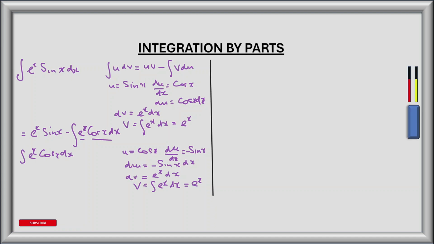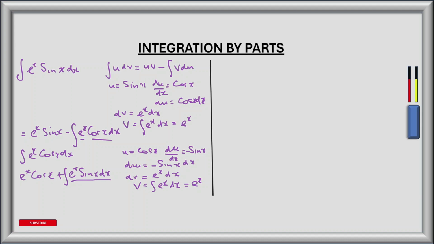So if we now put this all together, u times v is e to the power of x times cos x, minus the integral of v du. So v is e to the x, du is minus sine x dx. That's minus minus, so we'll make this a plus, e to the x sine x dx. So now this integral looks very much like the one we started with. So let's see what we've got now.